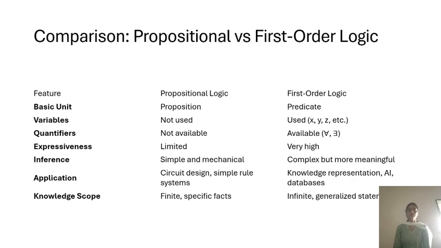Comparison: propositional versus first order logic. Here are the features. The basic unit in propositional logic is the proposition, and here it is the predicate. Variables are not used in propositional logic, and here x, y, z, etc. are used. Quantifiers: in propositional logic there are no quantifiers available, but in first order logic we use for all and there exists. Expressiveness: limited in propositional logic, but very high in first order logic. Inference is simple and mechanical in propositional logic, but complex and more meaningful here.